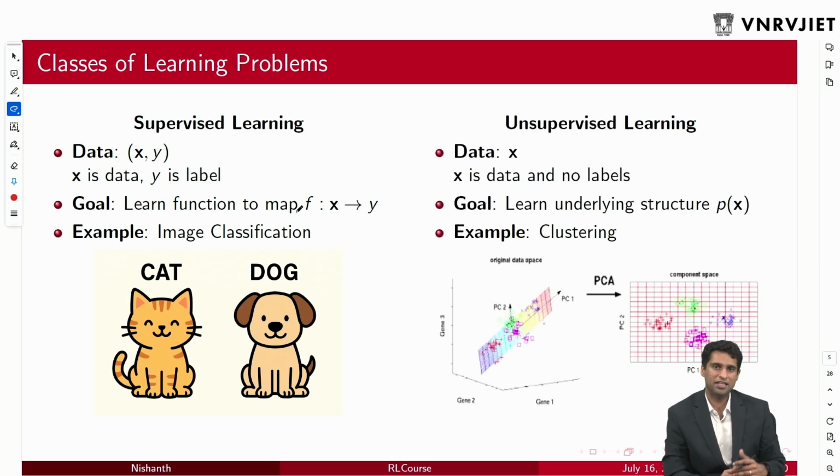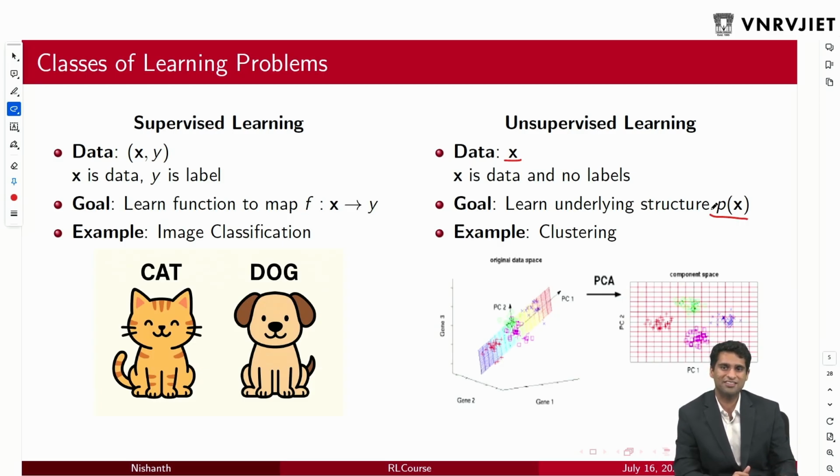Now, the other class of machine learning algorithms is unsupervised learning. So in unsupervised learning, we only have data X. And there is no supervision or label information available. And the objective for unsupervised learning algorithms is to learn some underlying structure of our data. Now, typically we can think of this as trying to model some probability distribution of how the data behaves, right?